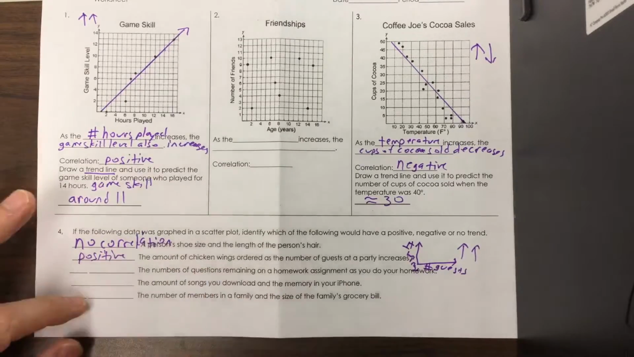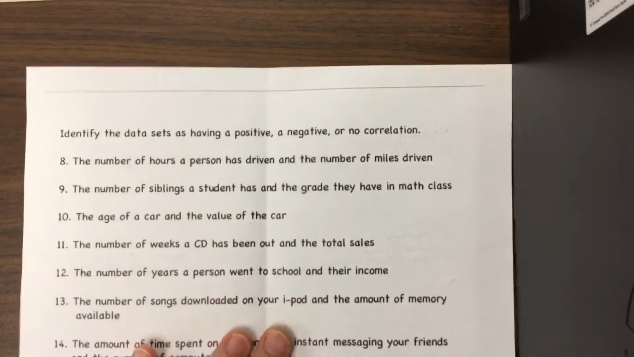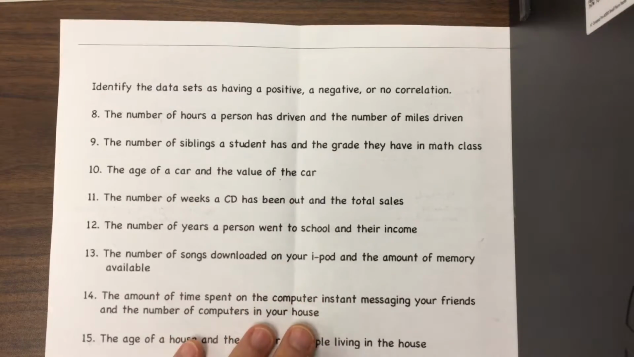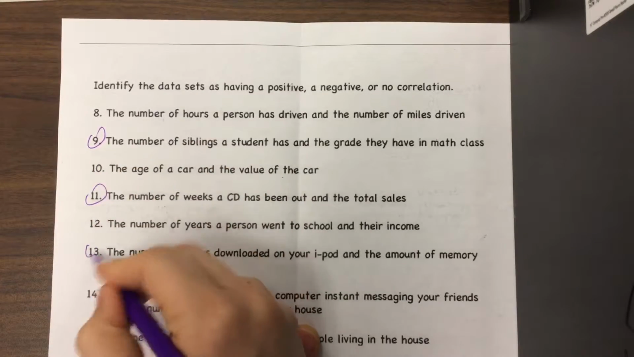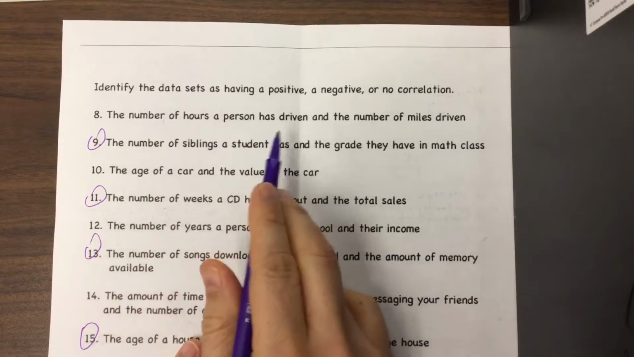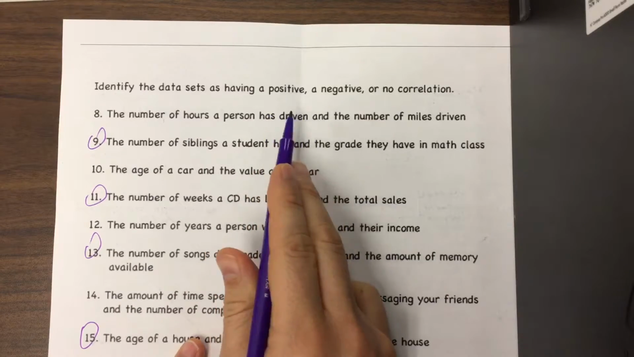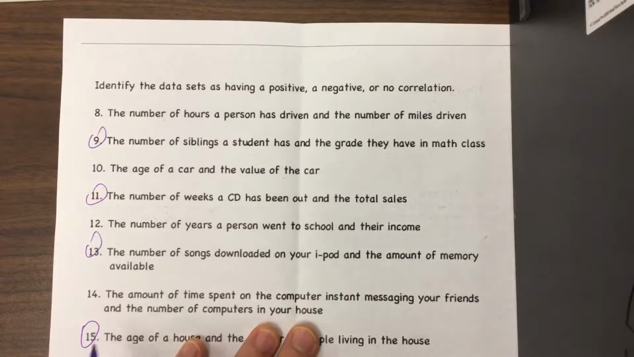Go ahead and do the other 3 of those on your own. Let's take a look at the back. All right. We'll go ahead and do the odds together on these. Identify the data sets as positive, negative, or no correlation. More of the same, basically.